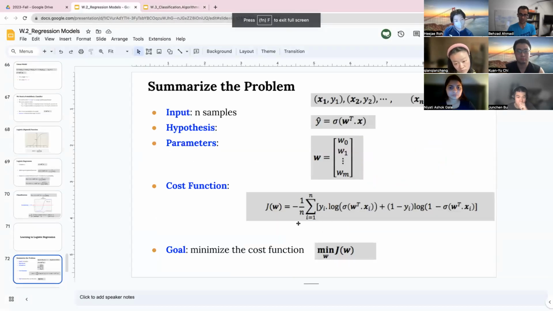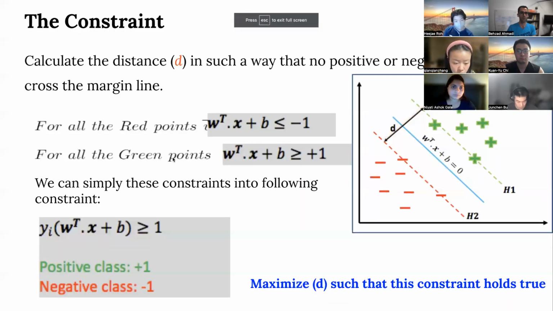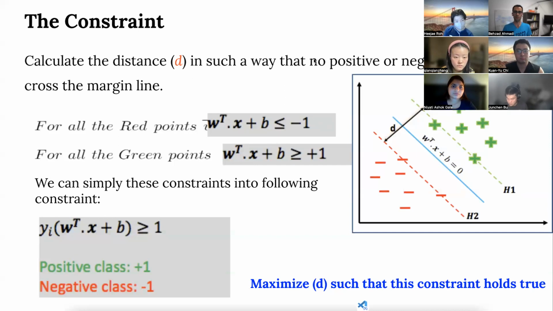The constraint here is that you're trying to minimize cost by changing W's. What is the cost here? The cost here is, you calculate the distance d in such a way that no positive or negative point can cross the margin line. For all the red points, you prefer WTX plus b to be less than -1. You see, there's a margin here. You don't go by 0. Again, for all the red points, that's your criteria. For all the green points, that's the criteria.